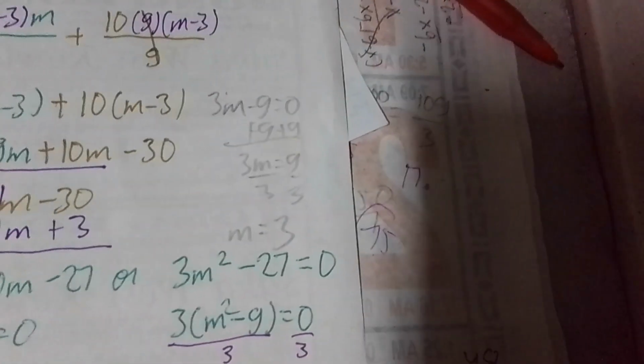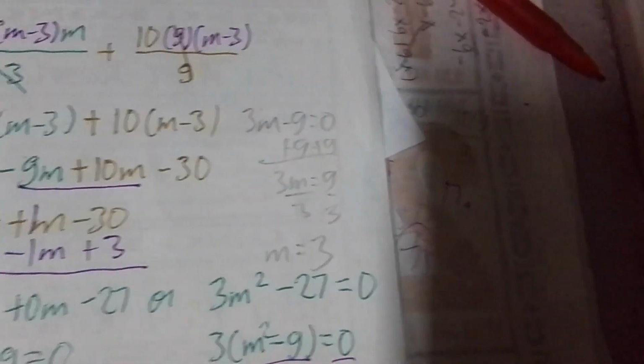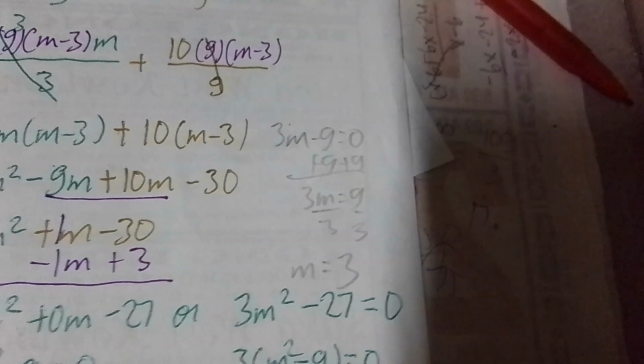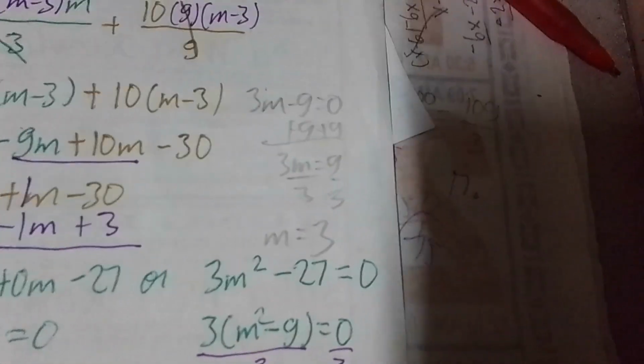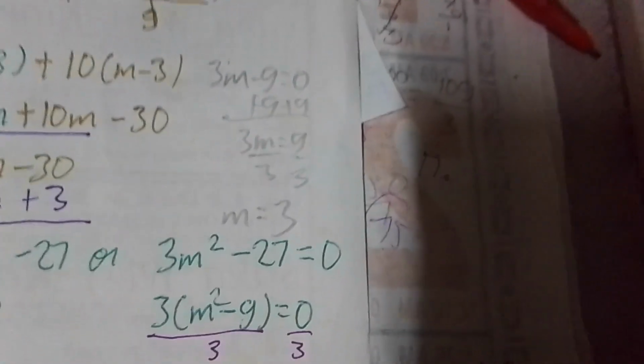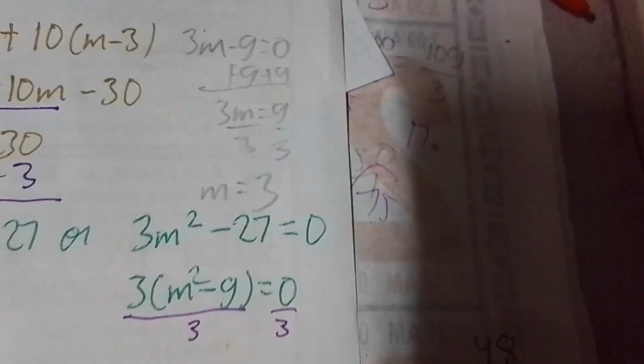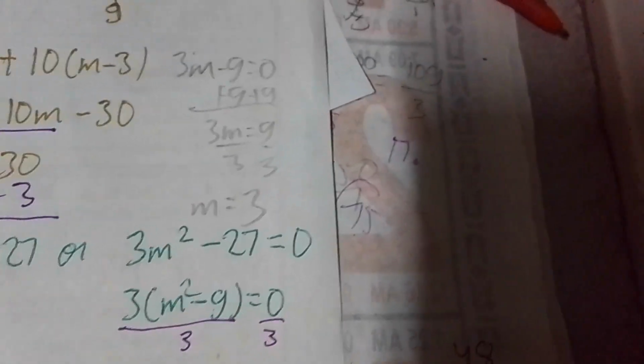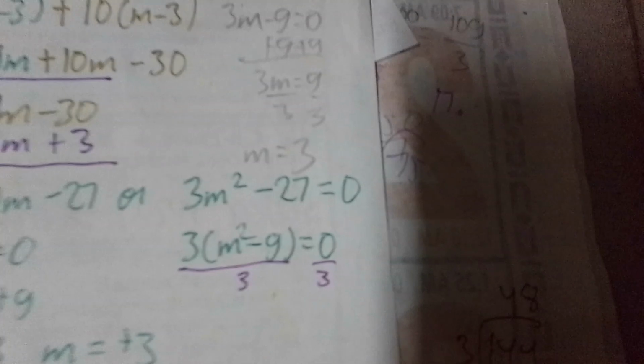You might notice that you can write that as a difference of two squares. Or you can just factor out the 3, because 3m squared and 27 are divisible by 3. So we divide both sides by 3, we get m squared minus 9 equals 0. And 0 divided by 3 is just 0. But wait, there's more.